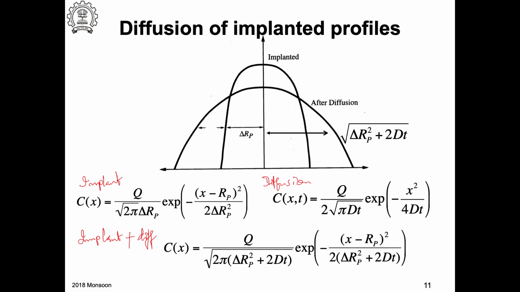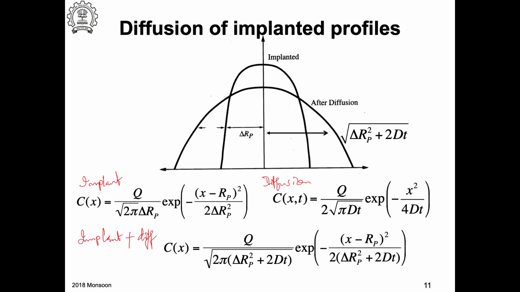No, this position will remain the same. This is the peak position. So when x equals Rp, what would happen? This becomes 0 and this is 1. So the peak position will remain the same. That's what it says. So you have a Gaussian profile, and the peak position will remain the same.